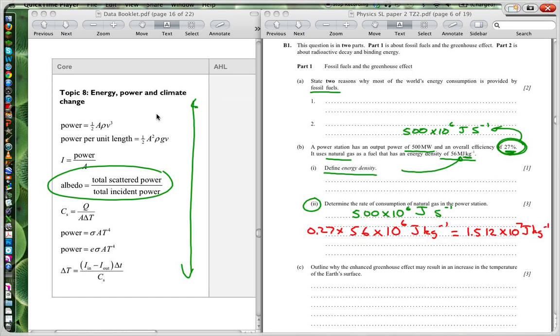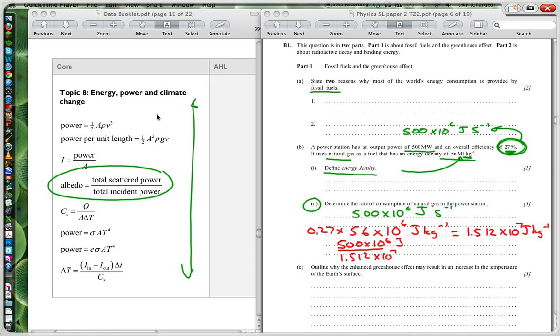Alright, that's the amount. Now we need that many 500 times 10 to the 6 joules per second, so I must divide by this value. So we're going to get 500 times 10 to the 6 divided by 1.512 times 10 to the 7, and that will give us the number of kilograms, because we've got joules per second and joules per kilogram, and the joules are going to cancel out, and we're going to get a kilogram per second coming out of this value.